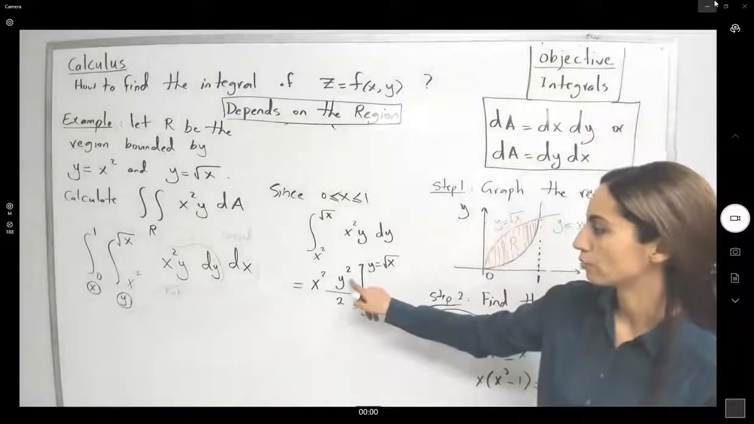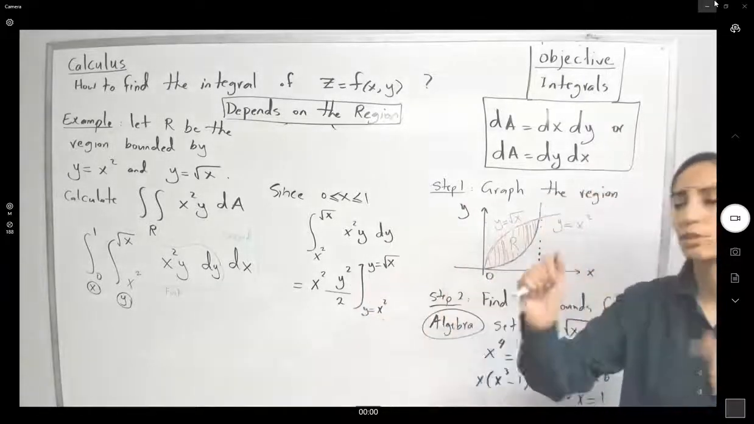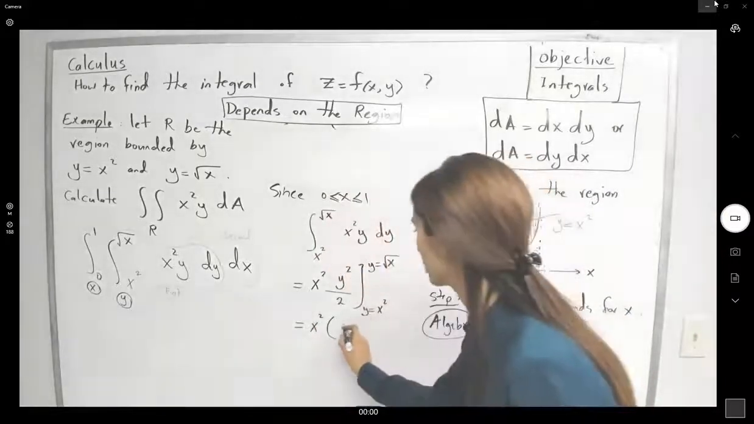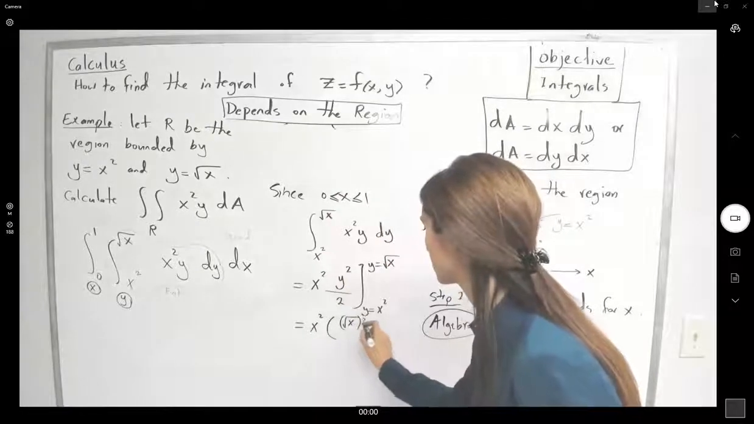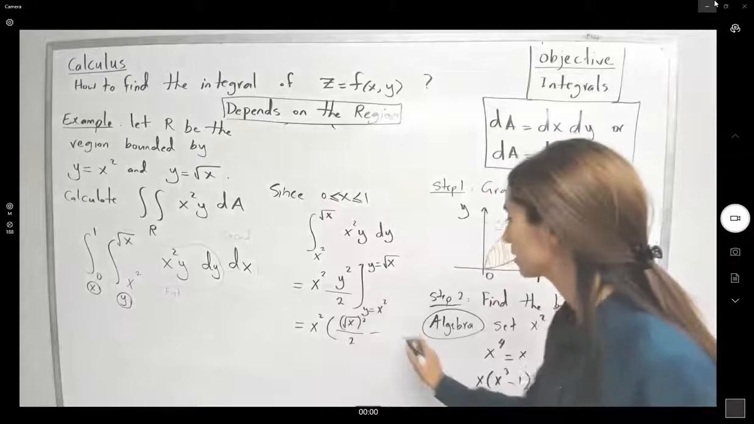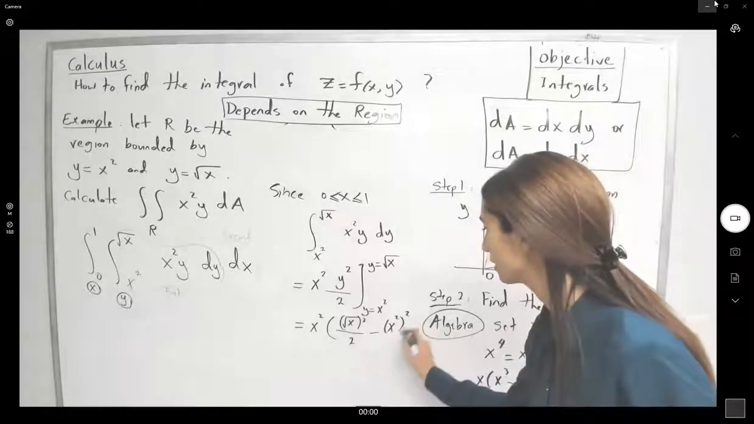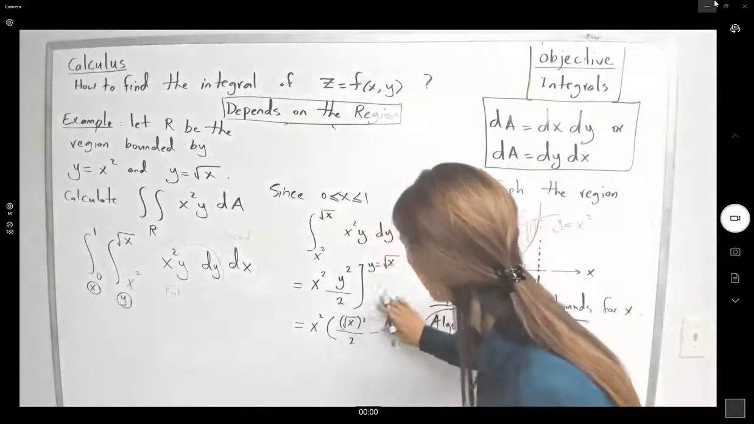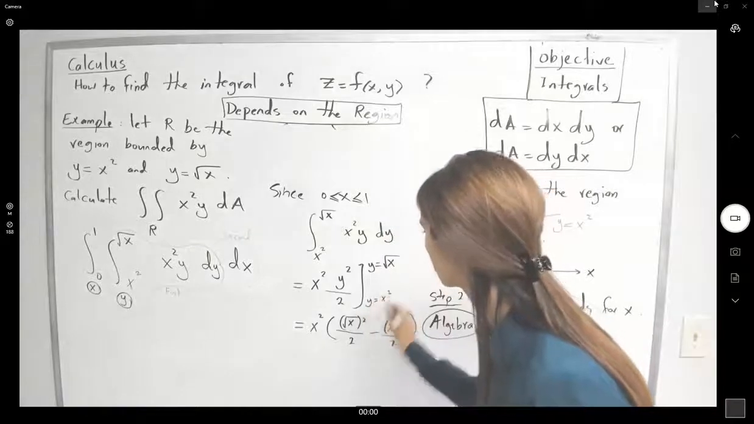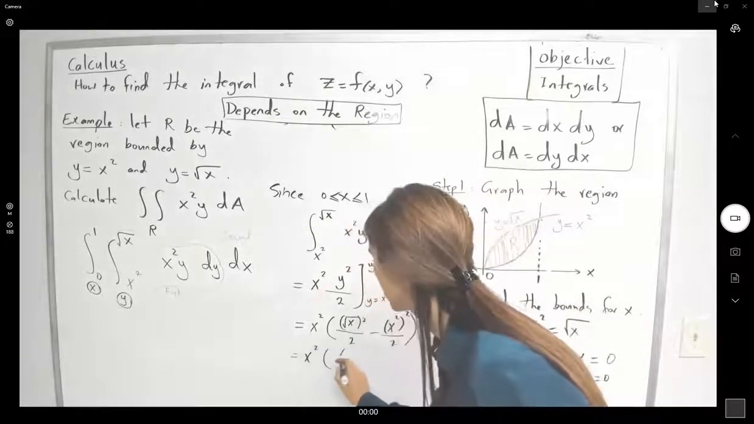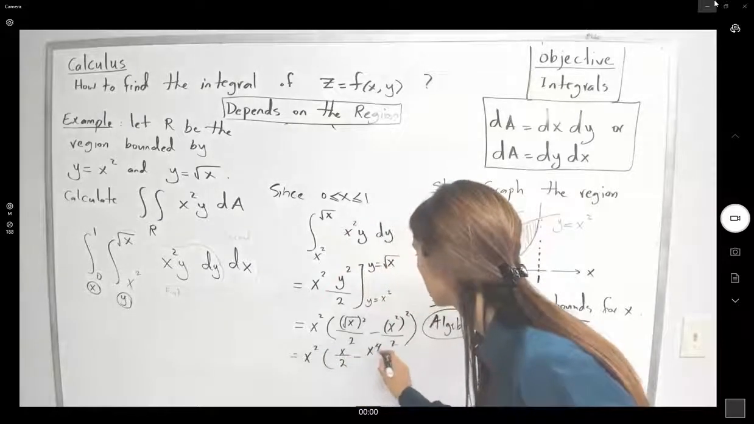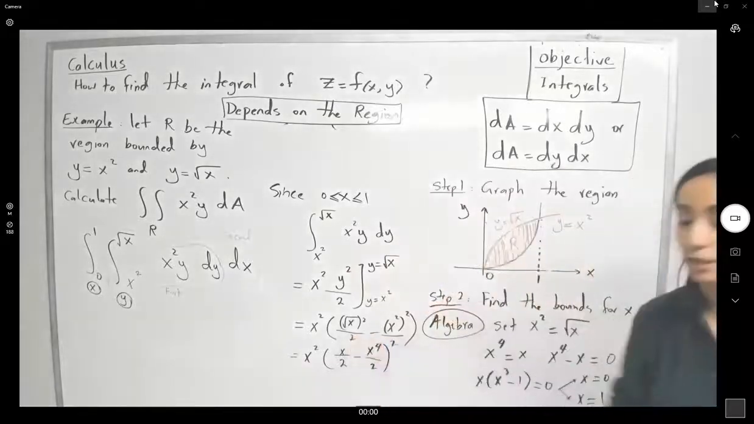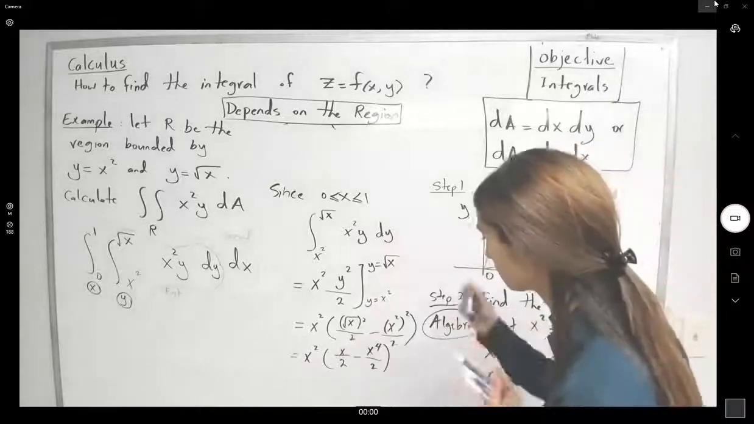So we plug in square root of x, we plug in x squared, and we do the subtraction. This is equal to x squared times square root of x to the second, divided by 2, minus x squared times x squared to the second, divided by 2. Let me just write this up here to avoid any confusion. This is x squared times x over 2 minus x to the 4th divided by 2. This is my inner integral, my first integral.